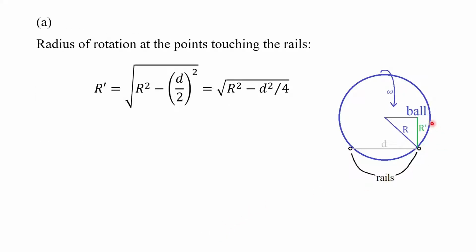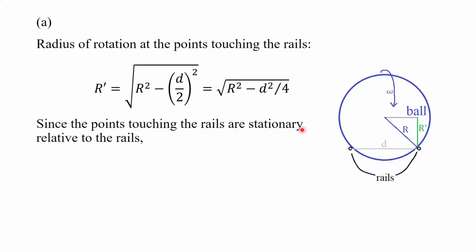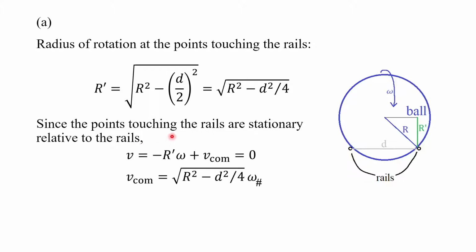Firstly, we may find the radius of rotation for the contact points using Pythagoras' theorem. And we find that the smaller radius r prime is equal to the square root of r squared minus d squared over 4. Since the ball rolls without slipping, the contact points have no relative velocities to the rails. Therefore, the rotational velocity and the translational velocity must cancel out for the contact points. So the speed of the center of mass is equal to the square root of r squared minus d squared over 4, times omega.